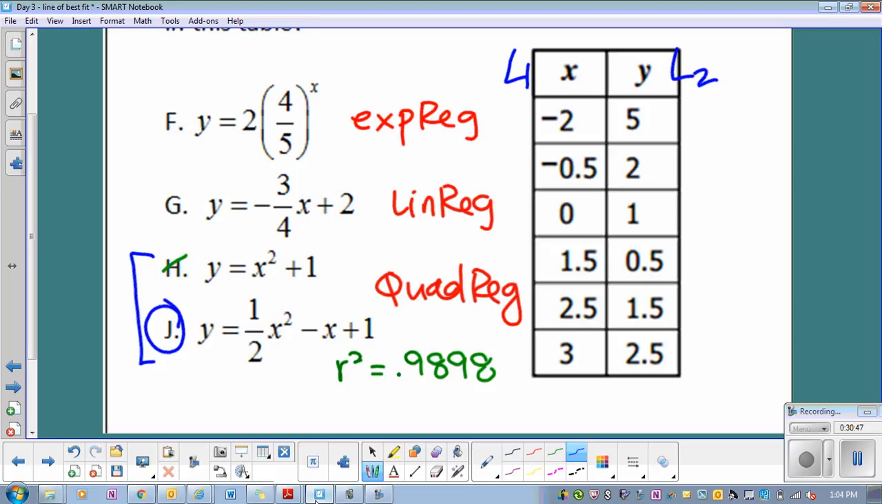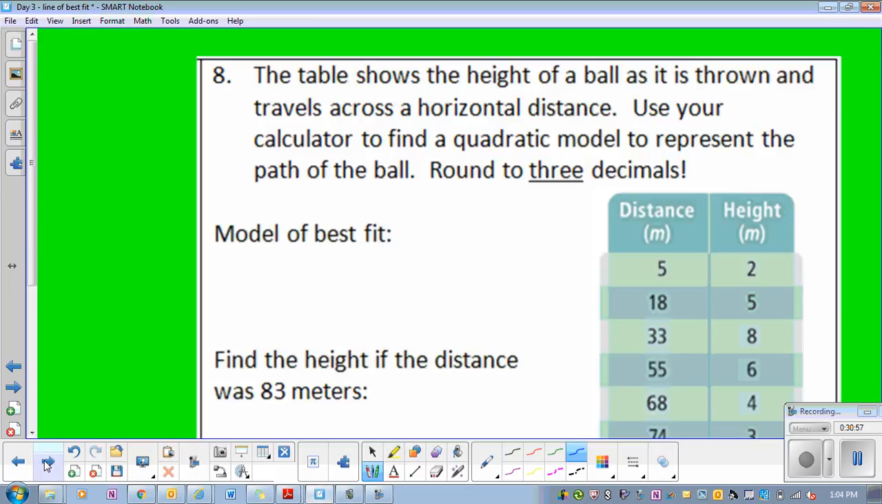Does that make sense? Any questions? All right, so the next one. The table shows the height of a ball as it is thrown and travels across a horizontal distance. Okay, so use your calculator to find what model? Quadratic. So this is a quad reg, to represent the path of the ball, and round to how many decimals? 3.